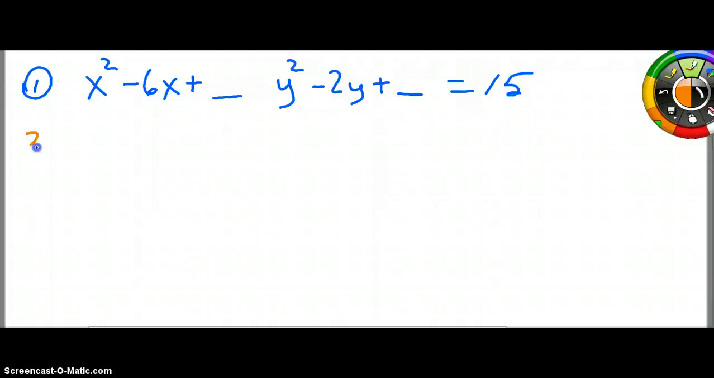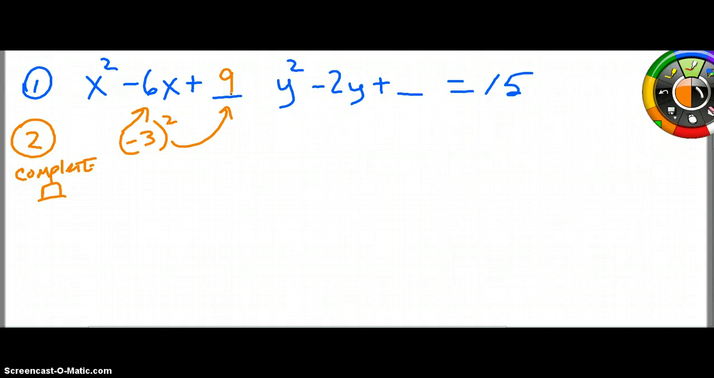Now, step 2 is what I'm going to call complete the square. And completing the square is we take half the middle term, and half of 6 is 3. And when we square that, that's what this number becomes. Once we add 9 to this side, we must add 9 to the other side as well. So we equate the equations. Half the middle term, half of negative 2 is negative 1. Square that, that's what goes in that slot. And again, we add that to both sides.